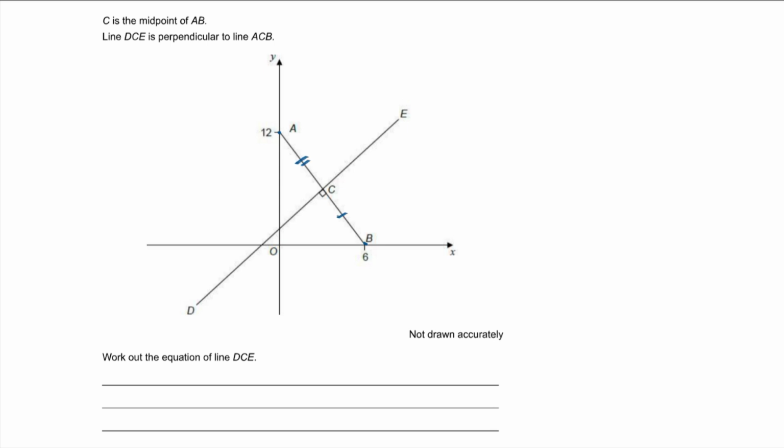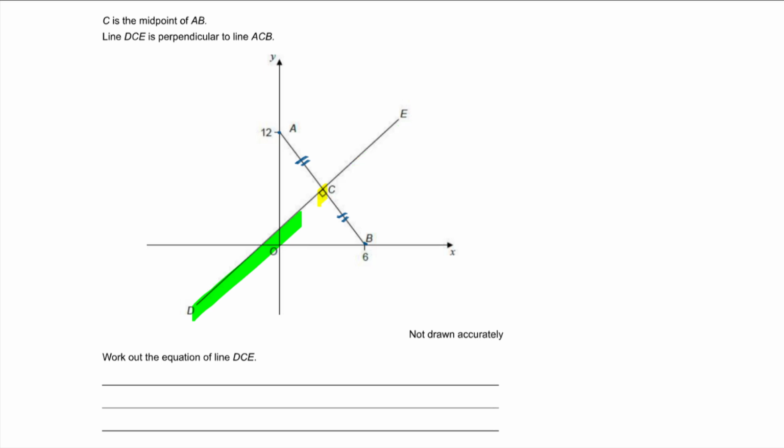So that cuts that line exactly in half. I'm just going to draw that like that so I remember. And the line DCE is perpendicular to the line ACB. That's already been marked by that right angle there. So that's good. Okay. Work out the equation of the line DCE. So I need to know the equation of this line running up here, don't I?